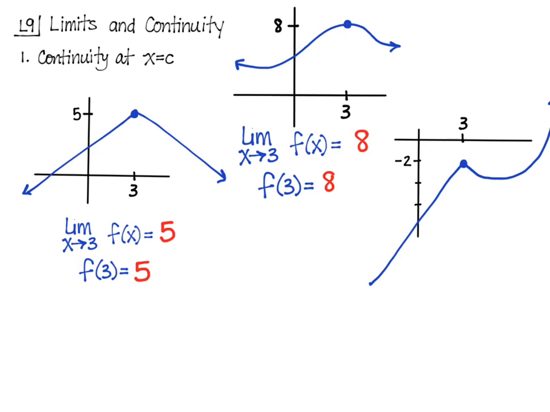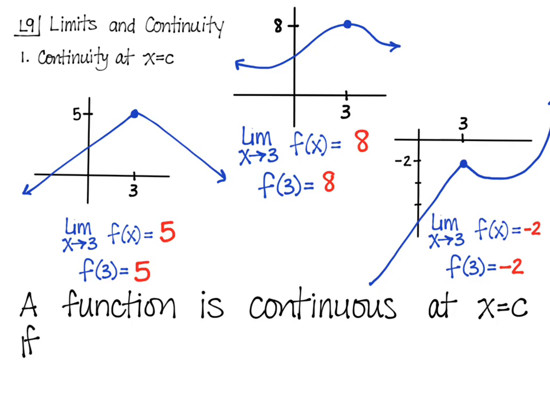In this third function, we can look at the limit as x is approaching 3 from the left and the limit as x is approaching 3 from the right. In both cases, the limit approaches -2. And the value of the function at 3 is also -2. So we've got both the limit and the value of the function are equal.